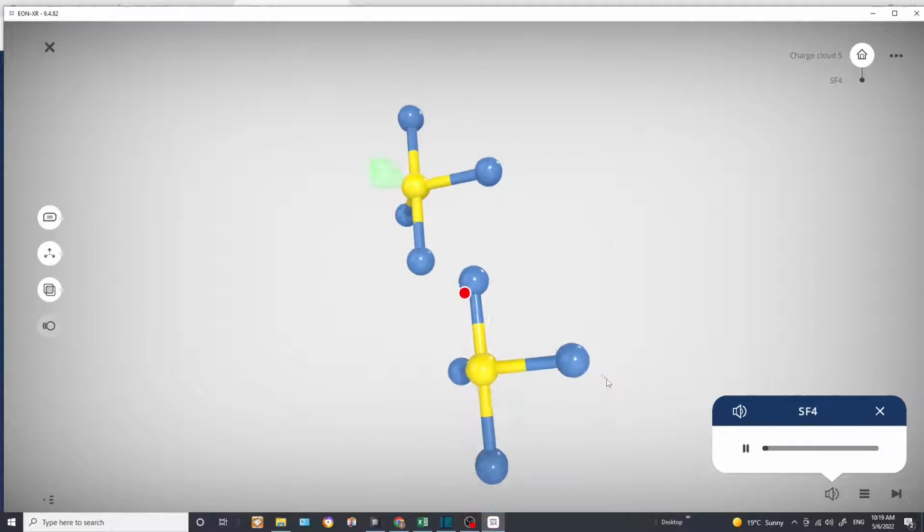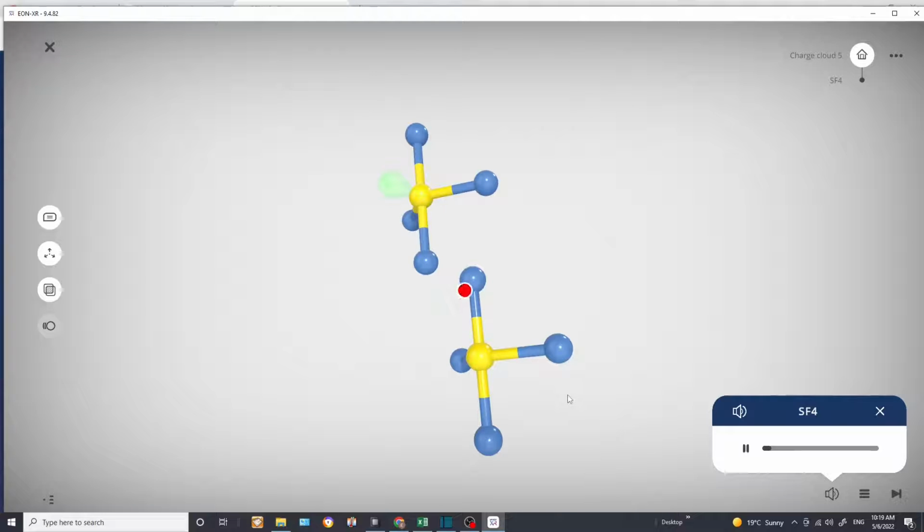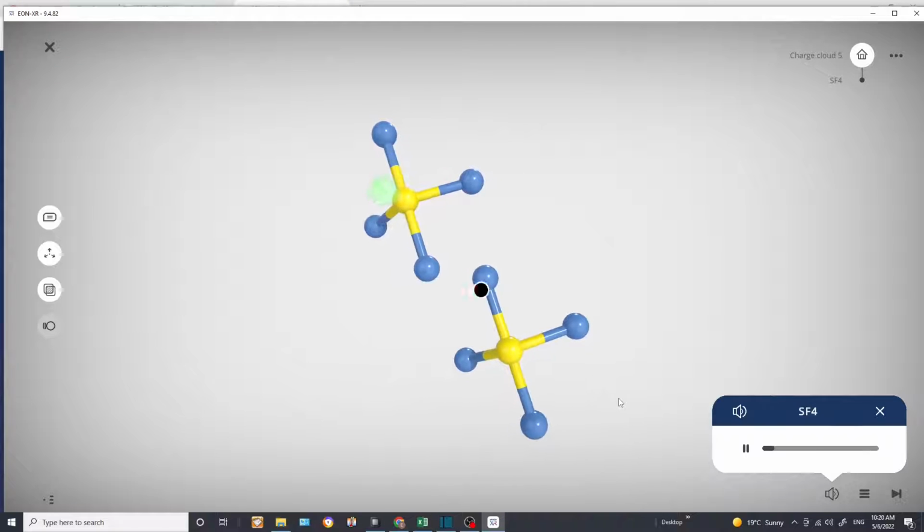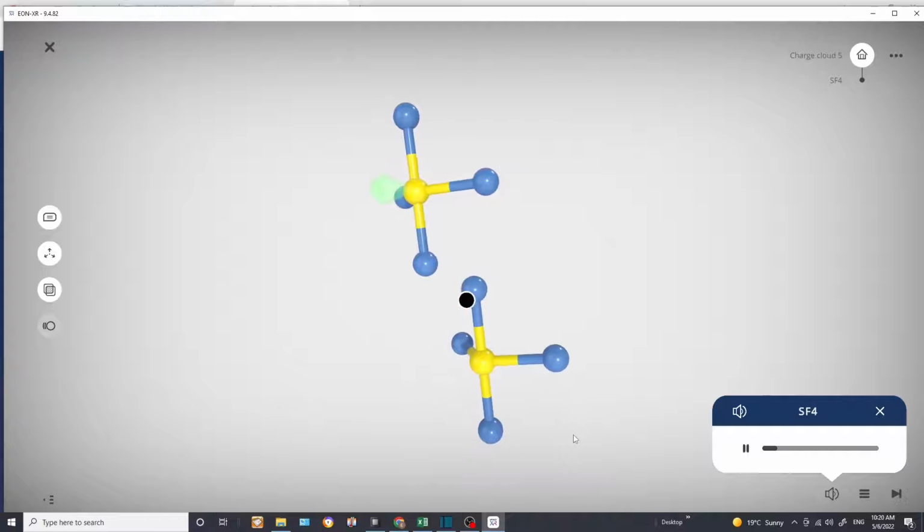Here we are looking at a molecule with sulfur in the middle and 4 fluorine atoms bonded to it. There is also a lone pair on the sulfur. So if we count the number of bonds and the number of lone pairs, you can see there are 5 charge clouds. We cannot see the lone pairs when we look at the molecular geometry. We can only see atoms.